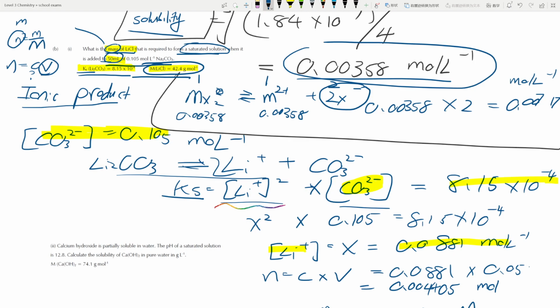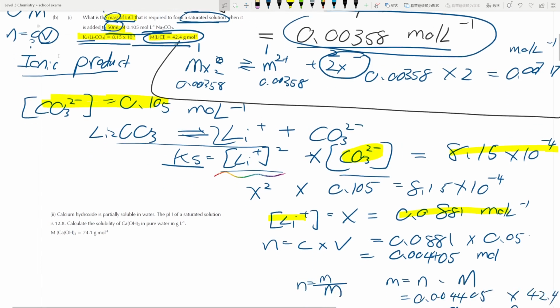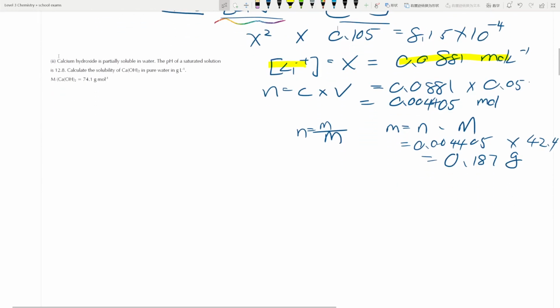You should have plenty of time with the aqueous. Like I mentioned before, 40 minutes is all you need to get 24 out of 24 for aqueous if you know what you're doing. So time shouldn't be a constraint here. Okay, so 0.187 grams. Next one.